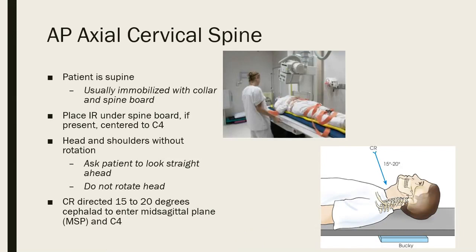Okay. Moving on to our AP axial cervical spine. Our patient is supine. They're usually immobilized with a collar and on a backboard or a spine board, and if they are, you want to place the image receptor under the backboard if it's present. Then we're going to center to C4 and put our angle on, which is 15 to 20 degrees cephalad. We want the head and shoulders without rotation, so we'll ask our patient to look straight ahead if we can, and make sure the head is not rotated. We could use a sponge if possible. And like we said, our central ray will be directed 15 to 20 degrees cephalad to enter the mid-sagittal plane at C4.